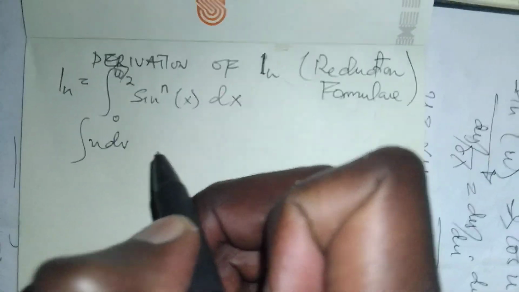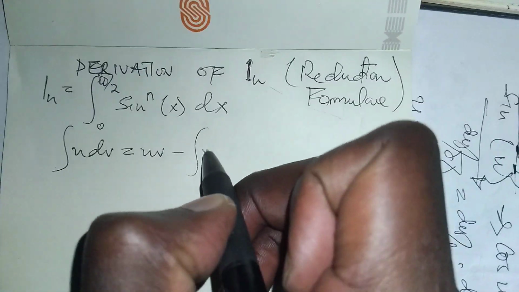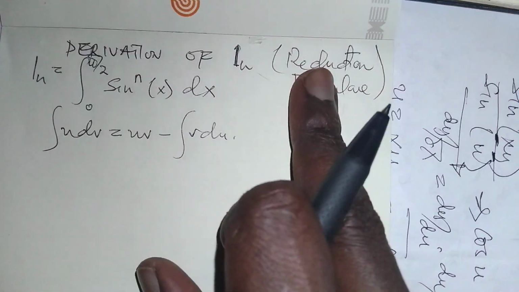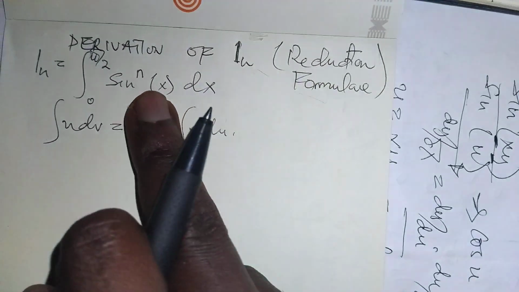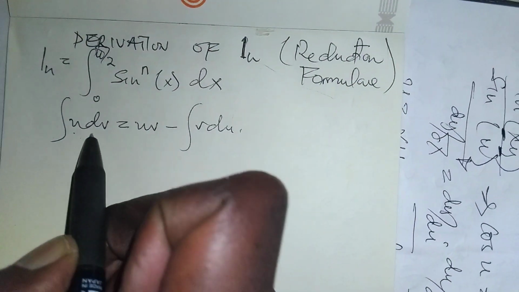So we know you're going to use the integration by parts formula, whereby if you have u dv, it will give you uv minus the integral of v du. You're going to use this formula to derive the reduction formula. So it means you need to have u, and you also need to have dv.